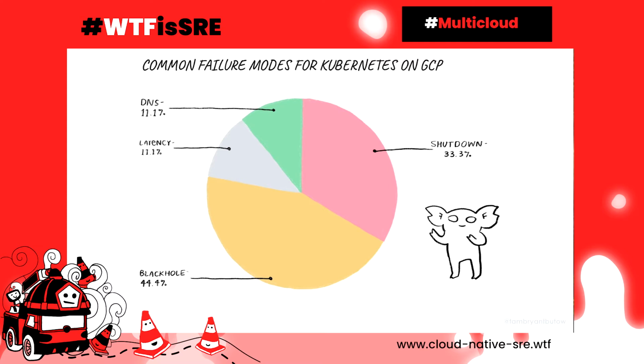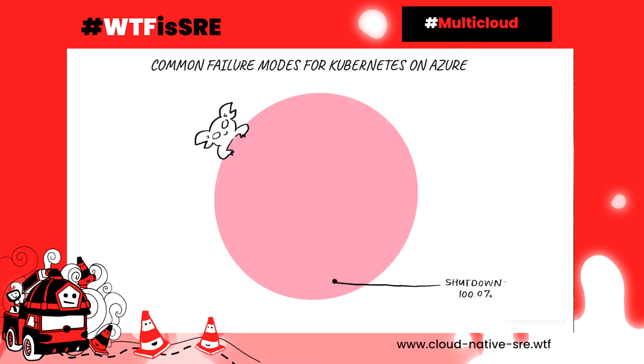There's a lot of different layers of abstraction. And then when we look at Azure, this is a graph showing 100% shutdown related outages on Azure, which is really interesting. When you're thinking about Kubernetes too, think about how many nodes you are going to run per cluster. Are you going to run 3? Are you going to run more than 3? Are you going to run only 2? That's not very many.